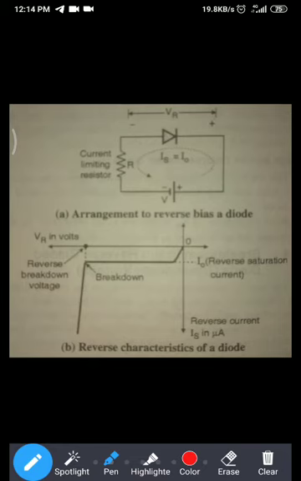So voltage is reversed, and in case of forward biasing, current, or you can say holes and electrons, are moving inside. Here holes and electrons are moving outside, means current direction is also reversed. That's why here voltage and current both are negative. That's why graph is in third quadrant.